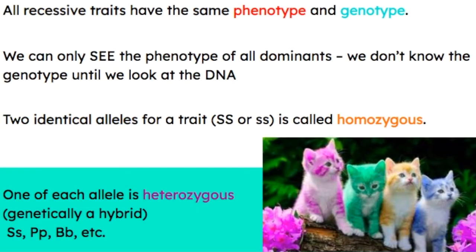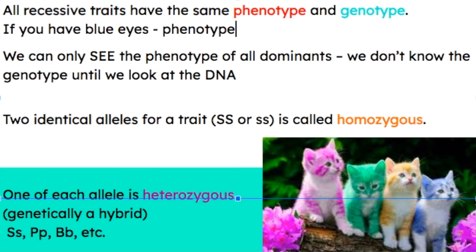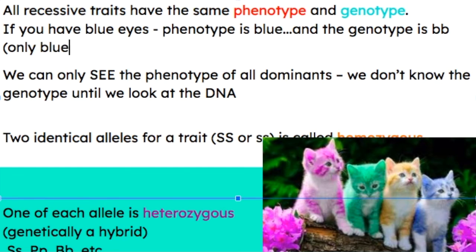So, a little recap. All recessive traits have the same phenotype and genotype. So, if you have blue eyes, for example, the phenotype is blue, meaning the way they look, and the genotype is little b, which is only blue. That's the magic of recessive traits. Their phenotype and genotype will match.